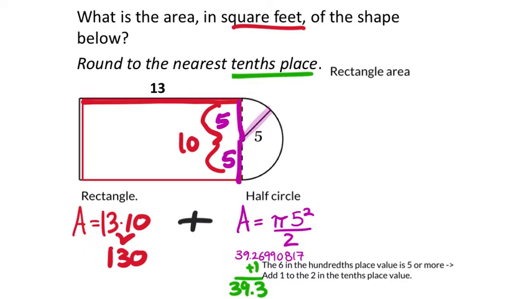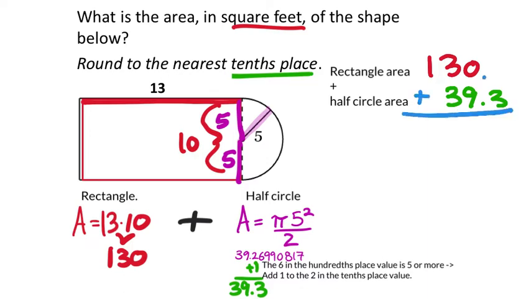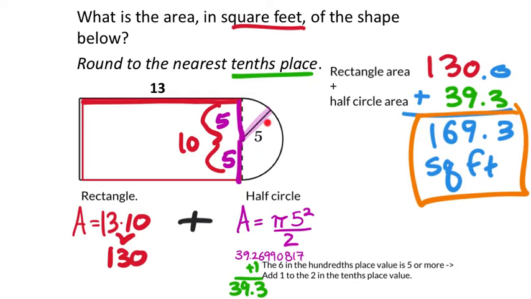So really, I'm taking the area of the rectangle, and I'm going to add to that the area of the half circle. I know the area of the rectangle was 130. The area of the half circle, rounded anyways, was 39.3. So adding these, it's really not too bad. I don't need a calculator for this one: 0 plus 3 is 3, 0 plus 9 is 9, 3 plus 3 is 6. Drop the 1, and then we'll just label this in square feet. So that would be the total area of the figure that we started with, which was a rectangle with a half circle attached to it.